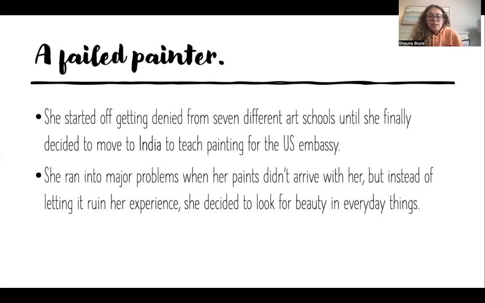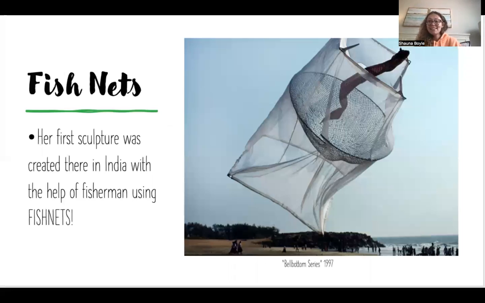So she was obviously in a bit of a rut. She didn't know what to do. But instead of letting it ruin her experience, she decided to take the beauty in her everyday indigenous situation and make it into something pretty beautiful and what she thought was amazing. So first you can see here, this was her first sculpture while she was actually in India. That first time when the paints didn't come, she had the help of fishermen, and she made a beautiful sculpture using all fish nets.